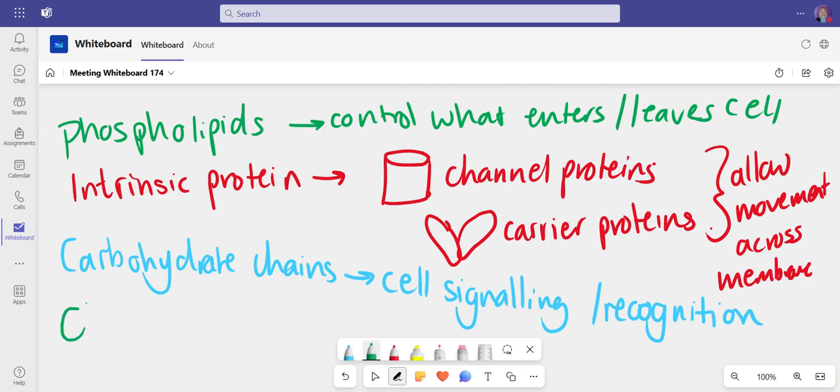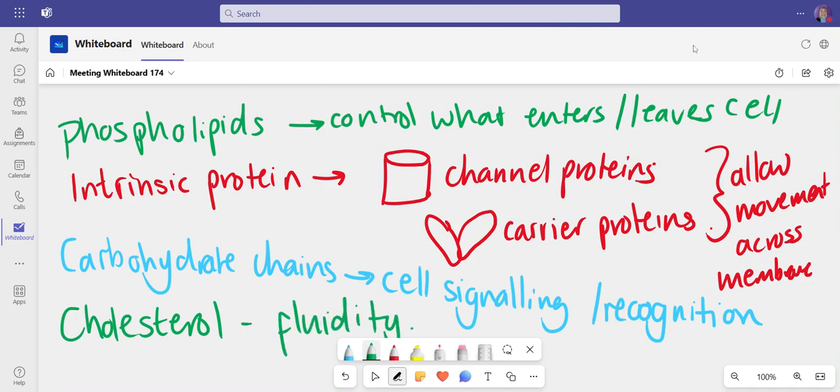And then we've got the cholesterol, which we just talked about. The job of the cholesterol is to keep the fluidity of the cell. All right, and that's the end of that video. We'll talk about how things cross the membrane in a separate video.